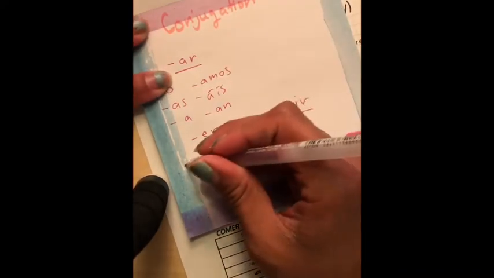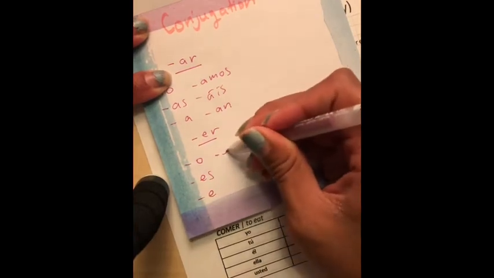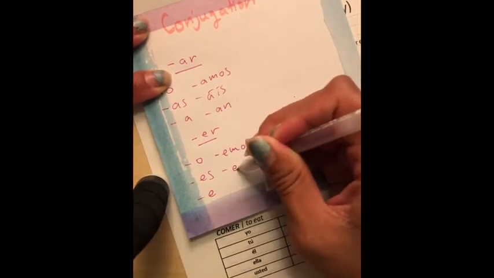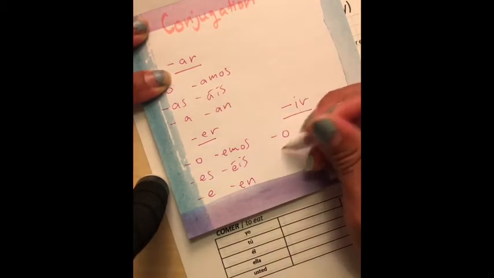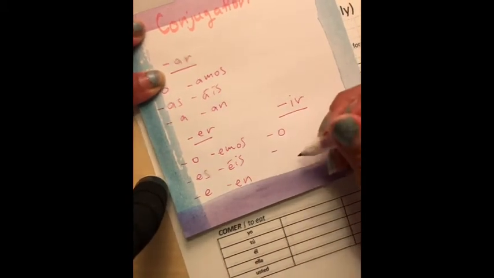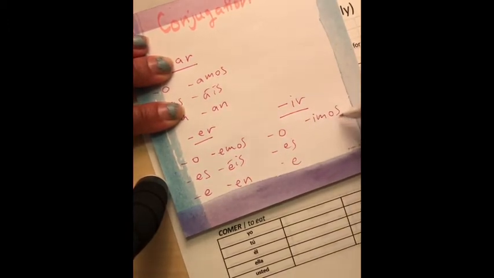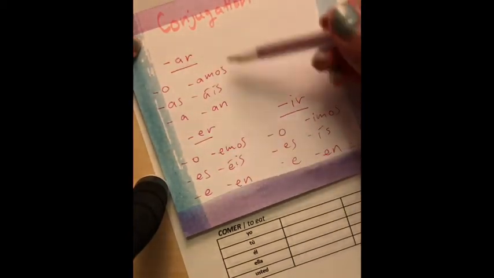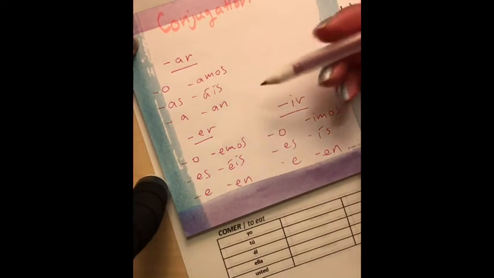It'll help a lot, but I'm just giving you a brief overview. For ER: o, es, e, emos, éis, en. So write this down if you don't have it. And then IR, remember, is very similar to ER, where it goes o, es, e. The difference is imos, ís, en. And remember, the way that you know this is depending on who is doing the action, okay? So let's get into this.